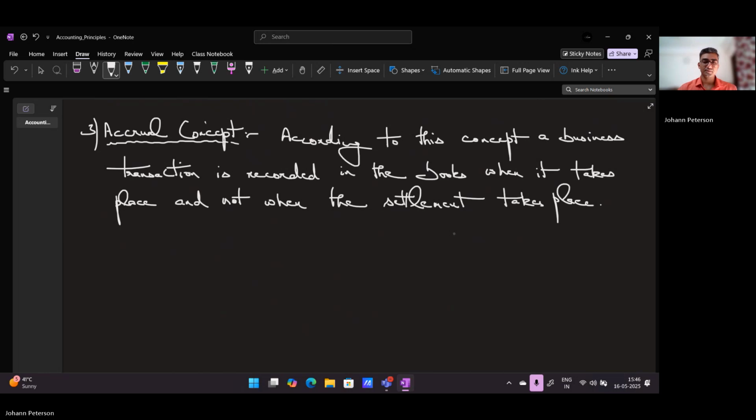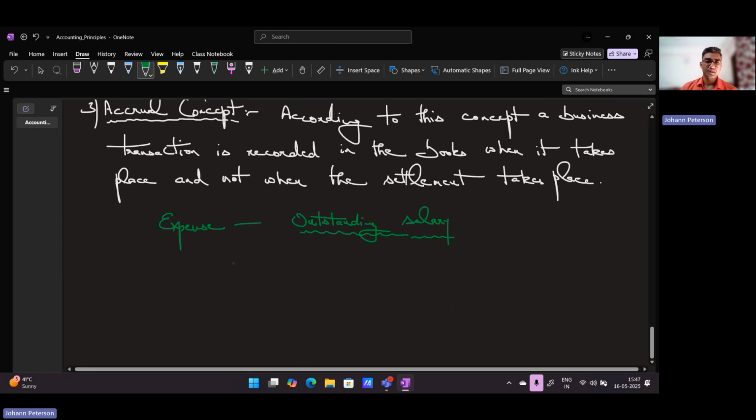So, what does this mean? Let's say we have something which is outstanding with us. Let's say we have some expense, an outstanding salary. Now, this is something which I have not paid. It is outstanding. By outstanding, it doesn't mean it is exceptionally good. Over here, this means that this is something which is not yet paid.